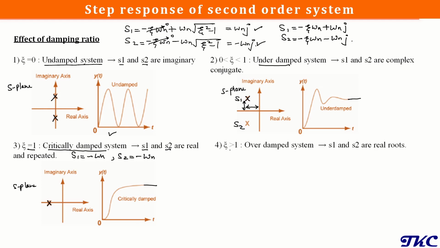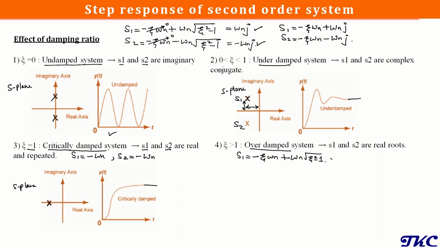Next, we can have zeta greater than 1, and this is called an overdamped system. So let's see what is happening with S1 and S2. Here S1 will be equal to, now we will be having a zeta value more than 1, so let's write it as minus zeta omega n plus omega n under root of zeta square minus 1. Here zeta will be more than 1, so this root will be positive. So here both the values are real.